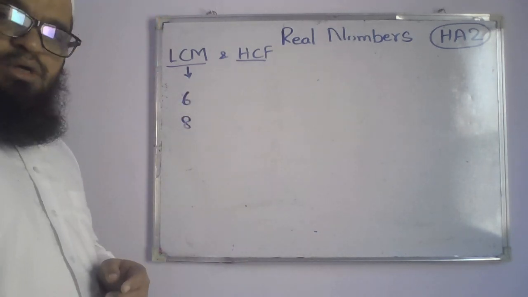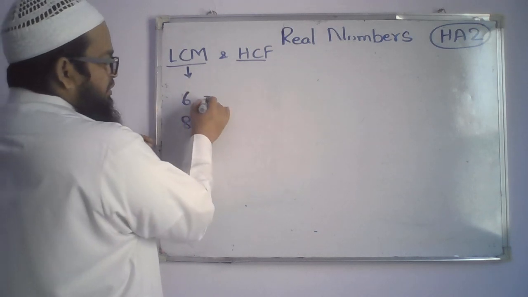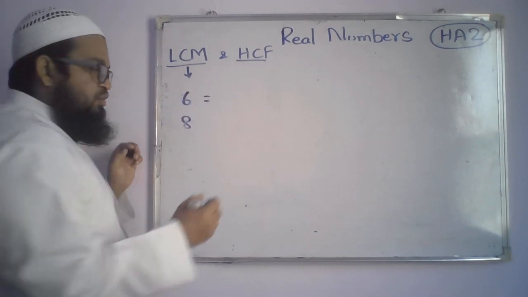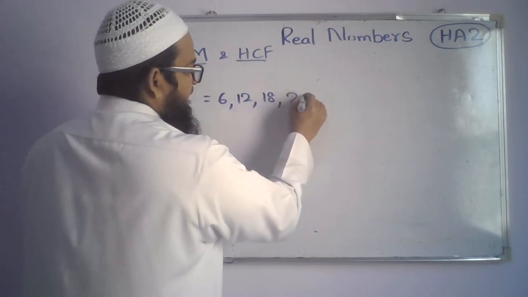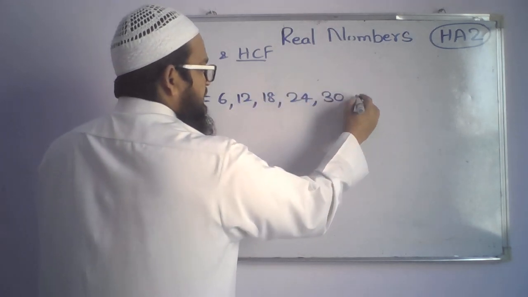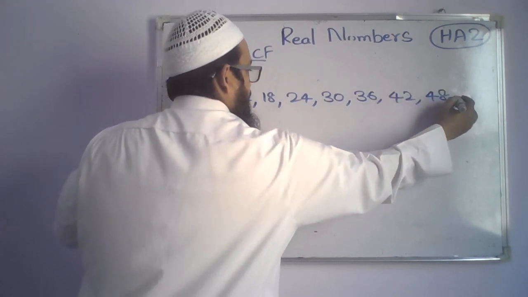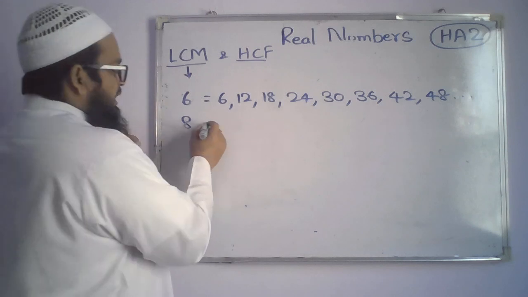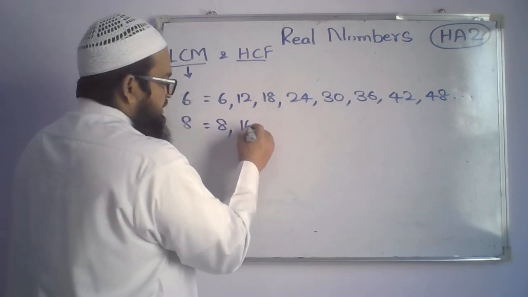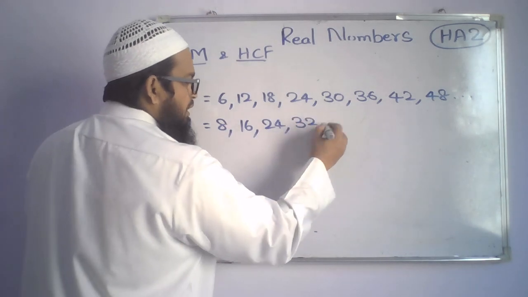Let us find the multiples of 6. The multiples of 6 are 6, 12, 18, 24, 30, 36, 42, 48, and so on. Multiples are infinite. And what are the multiples of 8? 8, 16, 24, 32, 40.